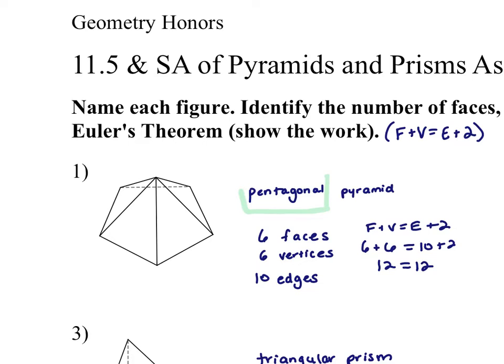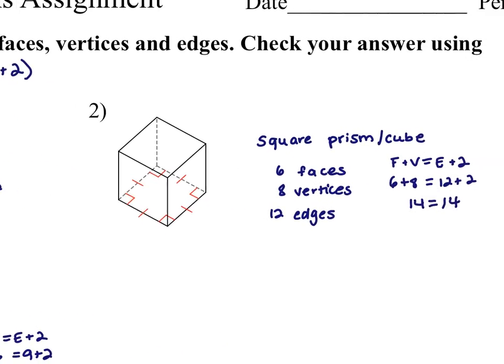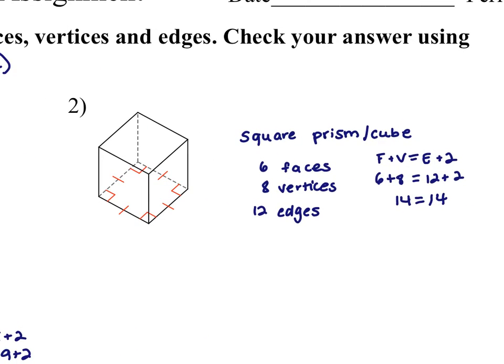Number 2. This is a square prism or a cube. Now, the reason why we know that it's a square prism and not a rectangular prism is because of the congruency marks here. So this tells me it's a square on the bottom, and that also tells me it's a cube. 6 faces, 8 vertices, 12 edges. And again, you can use Euler's to confirm your counts.